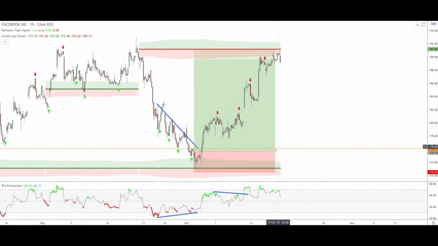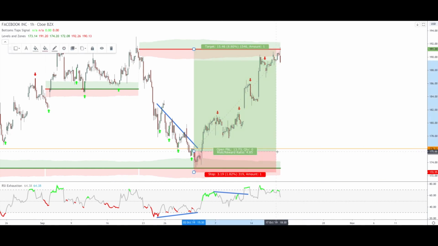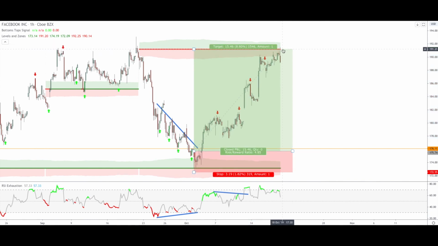And finally we got to the target, so let me extend this for you. You see, we reached the target up here, and we closed the trade with almost a 5x return. It's a 4.85x return, which is phenomenal, because it means that we can potentially lose the next almost 5 trades and still be profitable.